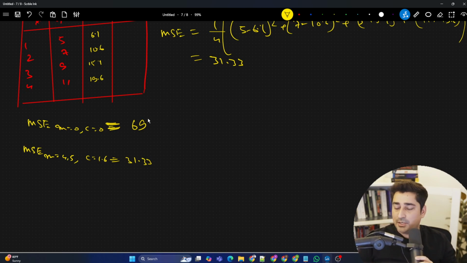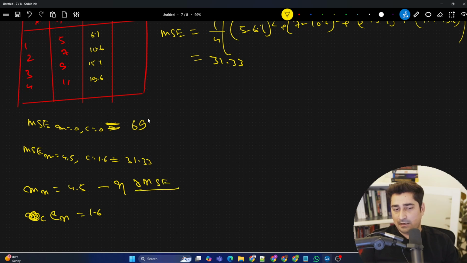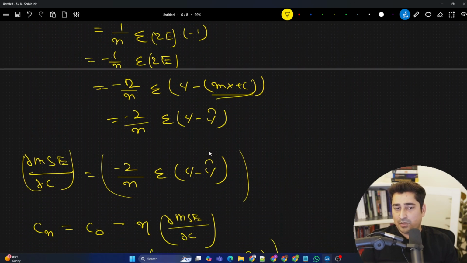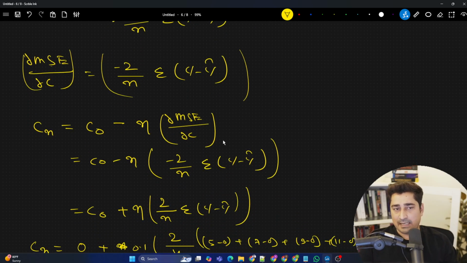Now with respect to the new values, if you are going to find a new value of M and a new value of C, with respect to the old M of 4.5 and C of 1.6, it is eta, the learning rate, times the rate of change of MSE with respect to M, and minus eta times the partial derivative of MSE with respect to C. After finding out the derivative, which we have already defined in an equation, you don't have to go through all these things again. You can just take the final equation, like this one.